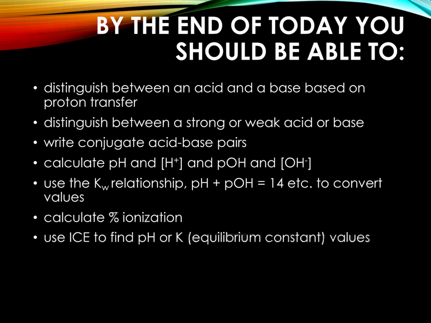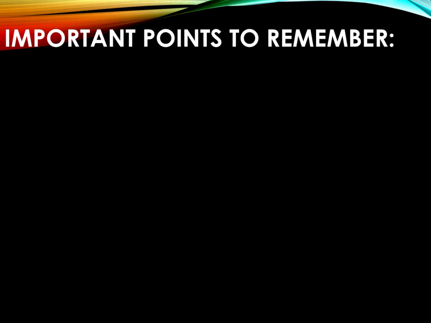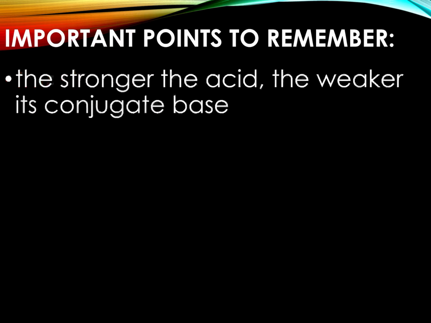Today we're going to calculate percent ionization, and we're going to use ICE to find pH or equilibrium constant values. So sort of similar to the last unit, or both last sections of equilibrium, where you were either solving for the equilibrium constant or you were solving for x.